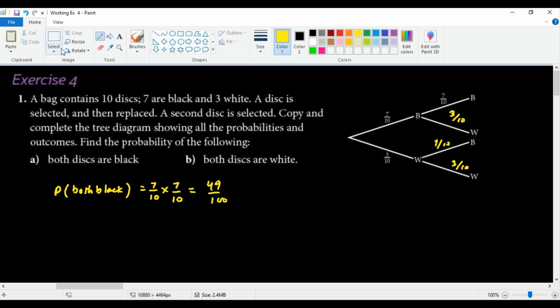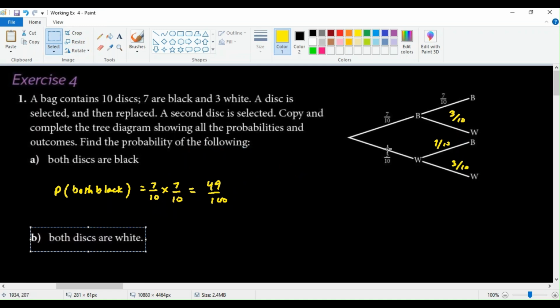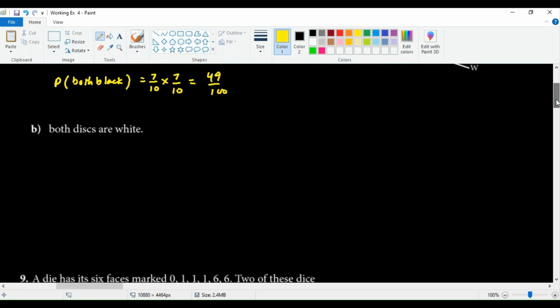When it comes to part B of this question, I'll bring this a little down. So 1 is 3 over 10. That means 3 over 10 multiplied by 3 over 10. So the final answer is going to be 9 over 100. Answer for this question. Moving on to question number 2.